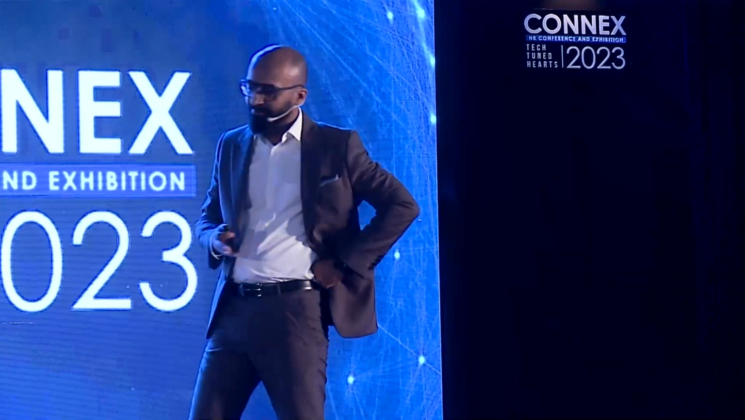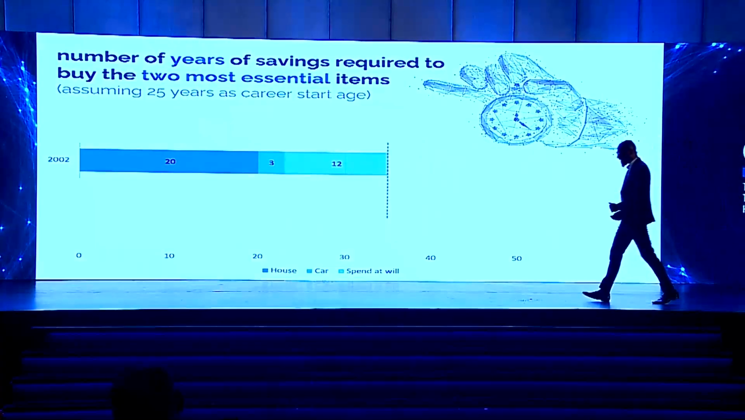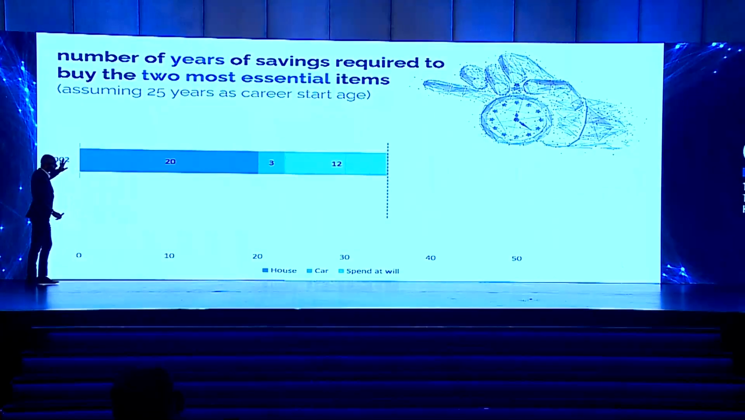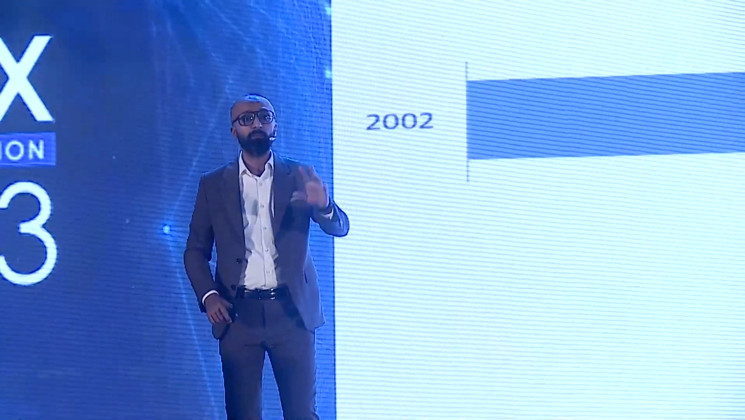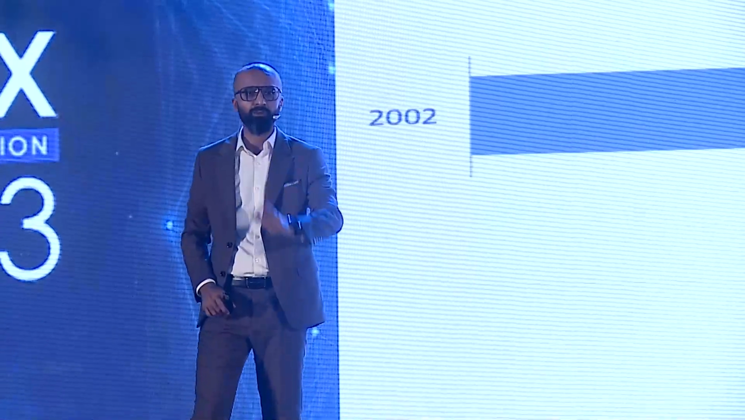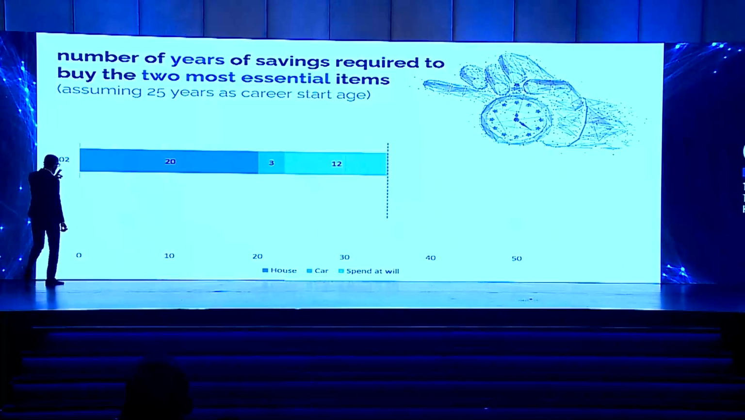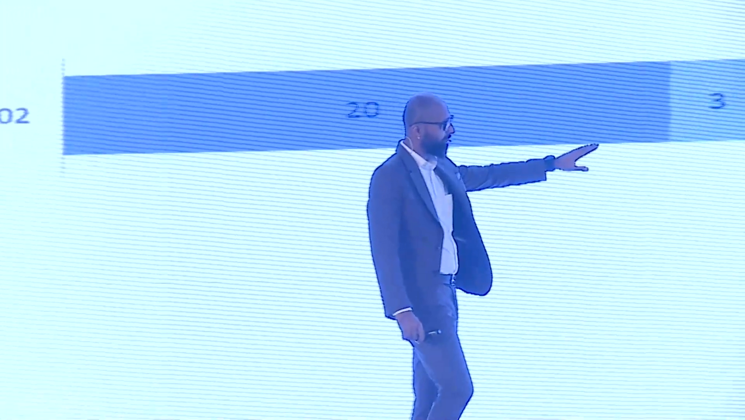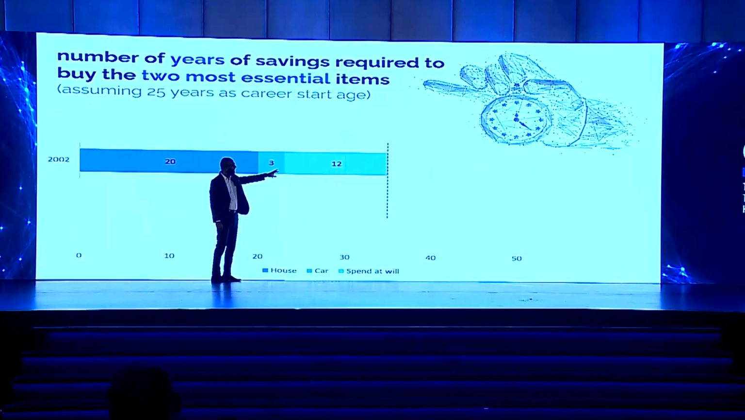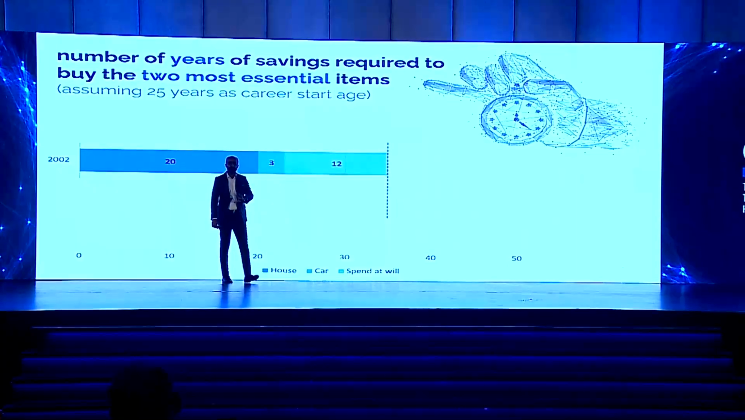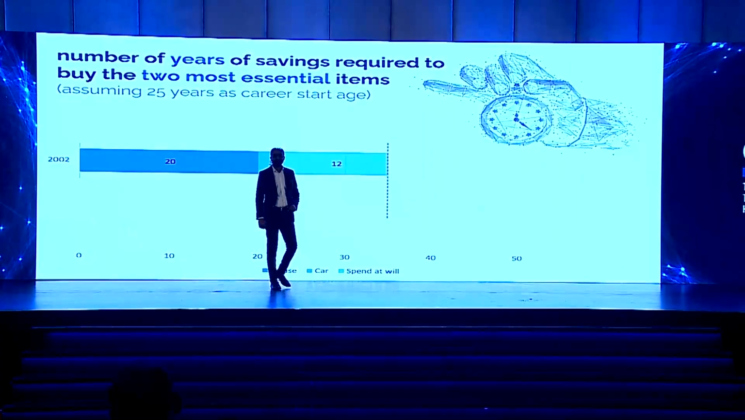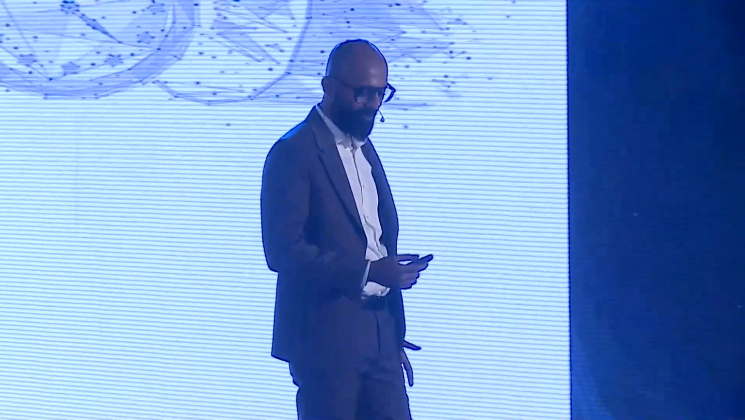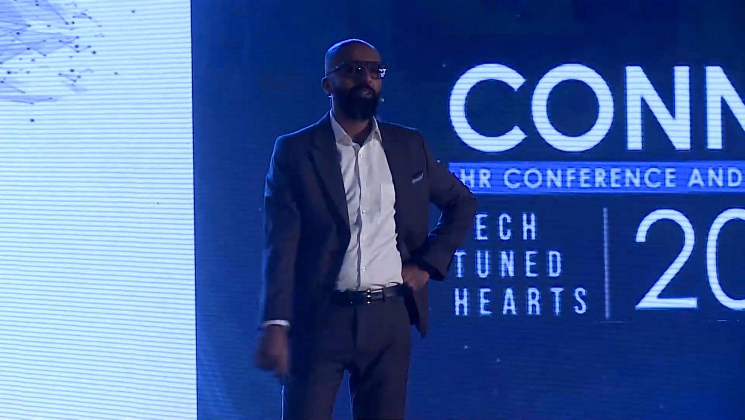I'll show you the numbers regarding these. So this data is from year 2002. This is telling you the number of years of savings required to buy a house. In year 2002, it was 20 years. This is house, this is car: 3 years. Whatever you save, 3 years of saving to buy a car. And then you would have 12 years of savings that you can spend at your own will. How do you think the data would look like in 2022?